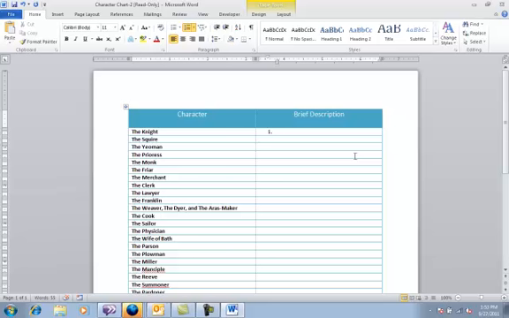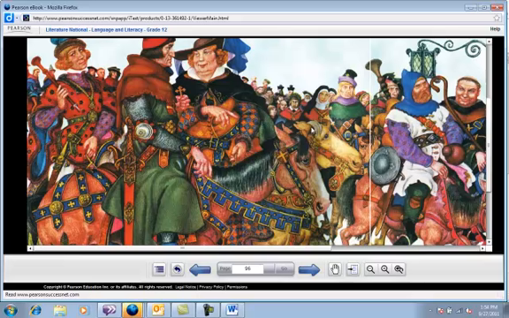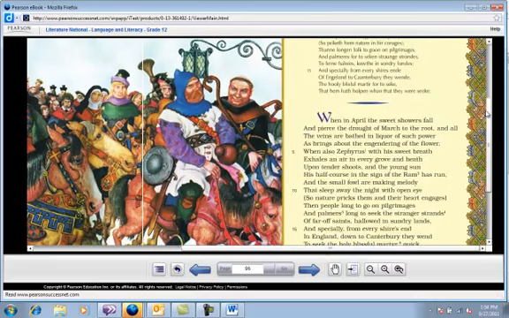Do not feel that you need to put these in complete sentences. They do not have to be. They just need to be detailed. After you have done that, you're going to want to go over to your online textbook or your hard copy if you have a hard copy of it. And you're going to want to open to the Canterbury Tales prologue, which starts on page 96. There's a picture, and on page 97 the prologue actually begins.